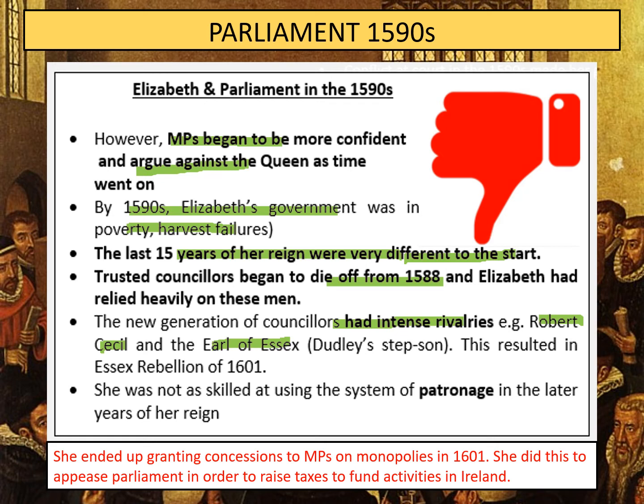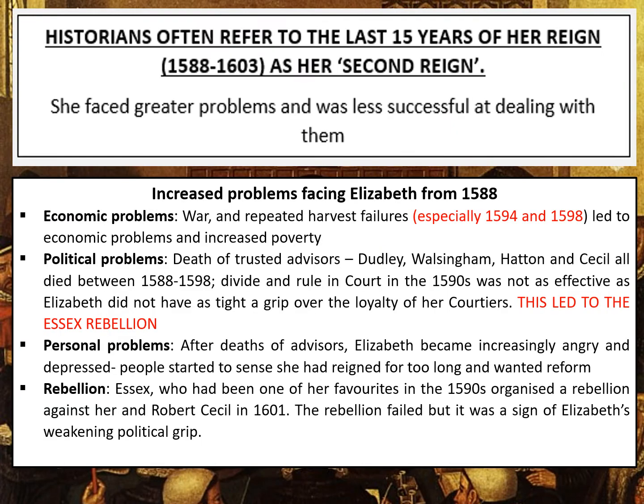For instance, we've got an example here of her granting concessions to MPs on monopolies in 1601. She did that to try and appease Parliament in order to raise taxes to fund activities in Ireland. There are more examples of her giving in to Parliament later on, but remember, she was still always more powerful than Parliament was.